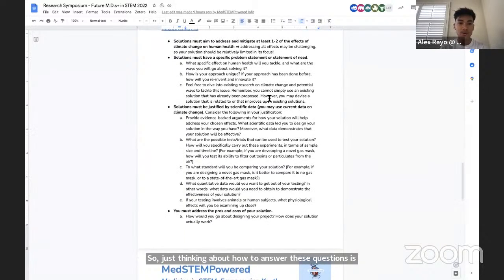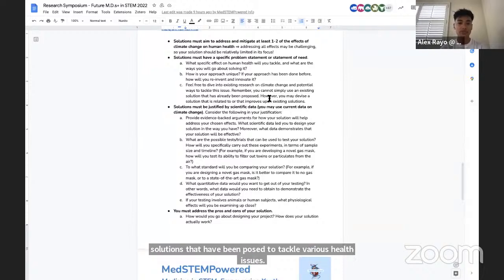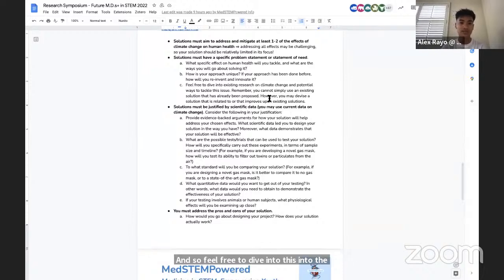And also an important side note, obviously climate change again is a well-known issue. And so there's a lot of existing research and existing solutions that have been posed to tackle various health issues. And so feel free to dive into the existing research on this topic. In fact, that's probably what you want to do to support your arguments, which we'll talk about later.